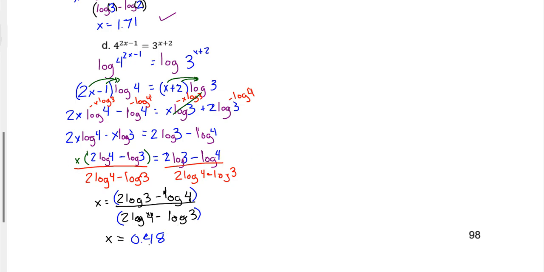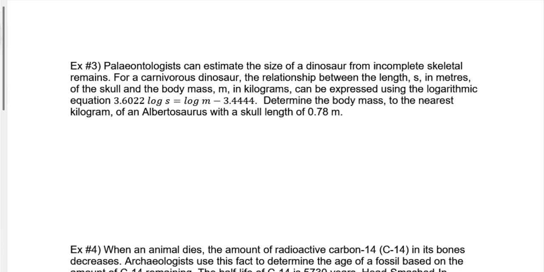Alright, we're only going to do the one example on the back because it talks about dinosaurs. Paleontologists can estimate the size of a dinosaur from incomplete skeletal remains. For a carnivorous dinosaur, the relationship between the length s in meters of a skull and the body mass m in kilograms can be expressed using the logarithmic equation 3.6022 log s equals log m, subtracting 3.4444. Determine the body mass to the nearest kilogram of an Albertosaurus with a skull length of 0.78 meters.